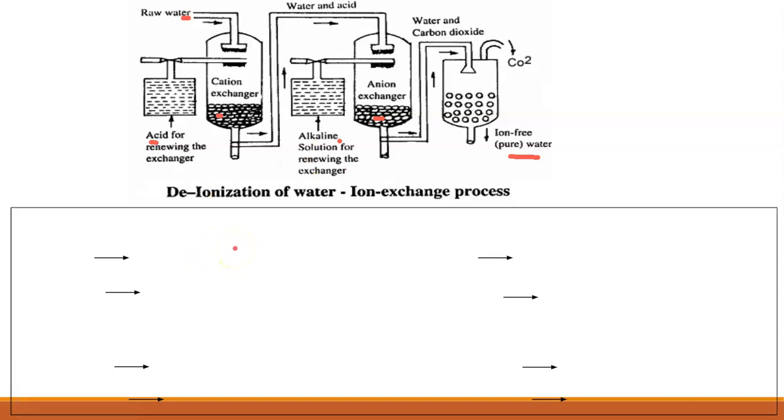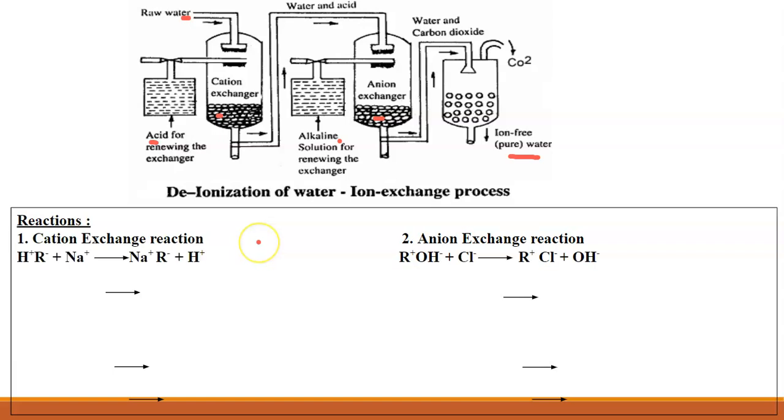Let's have a look at the reactions. So what are the reactions of cation exchange and anion exchange? In the cation exchange process, H plus is the ion which is present in the cation exchange resin. R is used to denote the resin, the polymer group. It will react with the cations present in water. When water passes through the cation exchanger, the cations present in water will take the place of the H plus ions in the resin, and H plus ion will go into the water. So this is the exchange reaction.